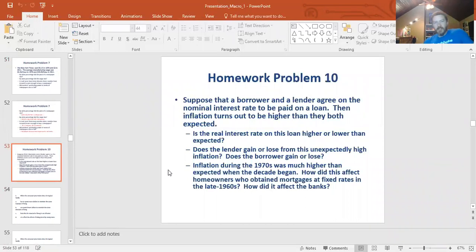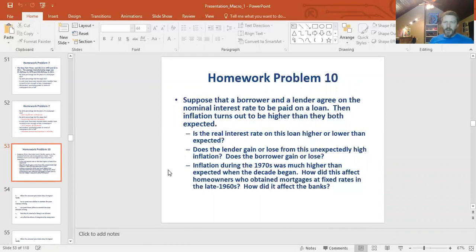Suppose borrower and lender agree on the nominal interest rate to be paid on a loan. I'm borrowing money from you. We agree on the nominal interest rate. We agree that at the end of the year, I'll pay you 7% interest. I borrow $100 from you. At the end of the year, I'm going to pay you back $107.